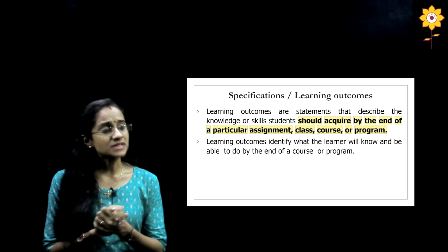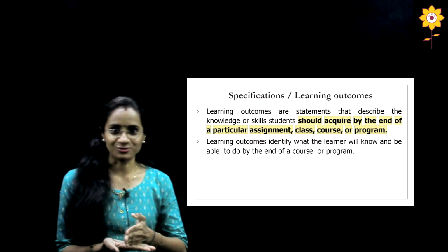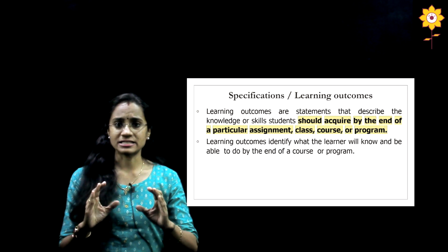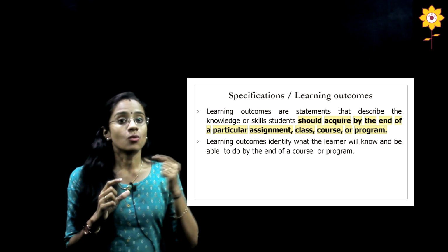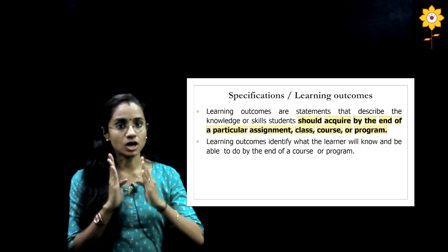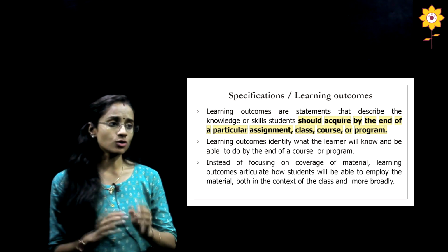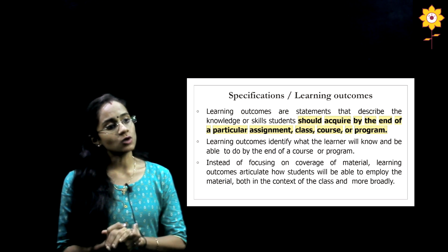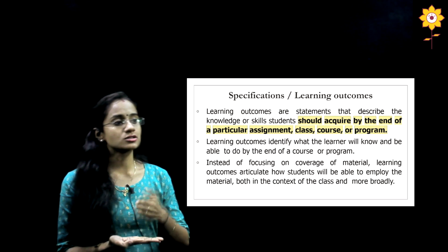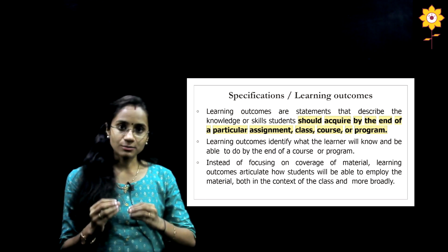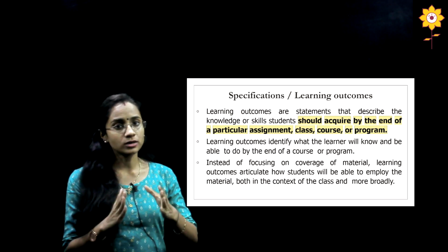Okay, so learning outcomes identify what the learner will know and be able to do by the end of the course or program. So for every lesson, by the end of the lesson, what do you want your students to achieve? That should be very clear, and that is your specific objective. Okay. So instead of focusing on coverage of material, learning outcomes articulate how students will be able to employ the material, both in the context of class and more broadly. So it can be what they understood in the class and how they use it in the class, or even in the broad way.